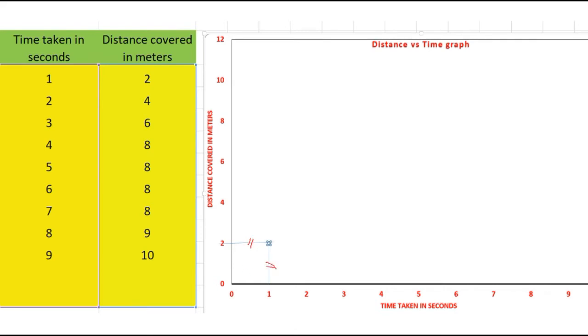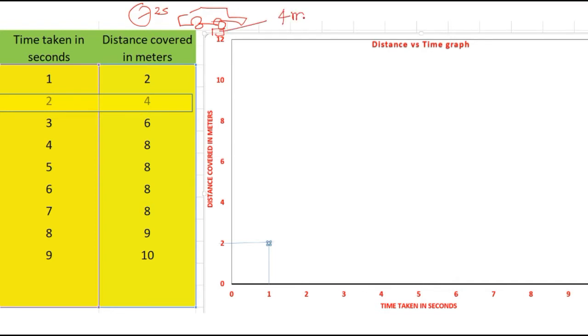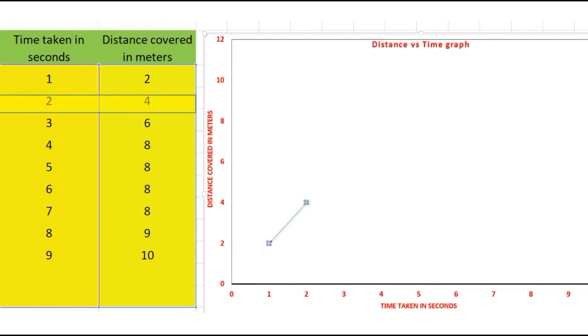We'll go for the next value, that is when the vehicle goes slightly forward, right? And when the time reads 2 second, at that time there is a marking on the road which is at 4 meter. And that means somewhere here it will be. So I'll draw that and I'll join this line. Right.